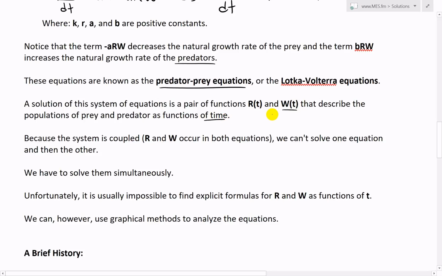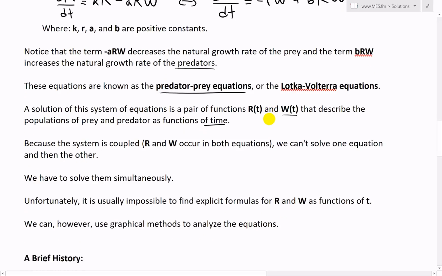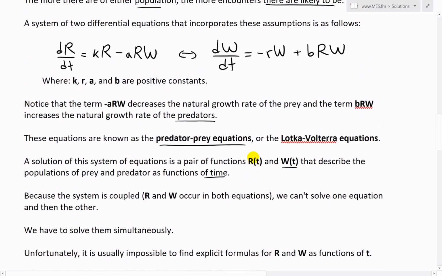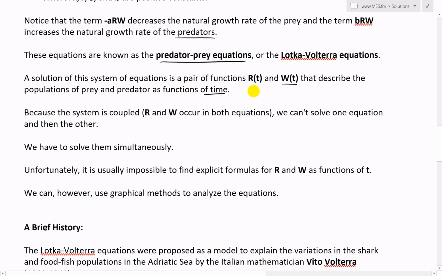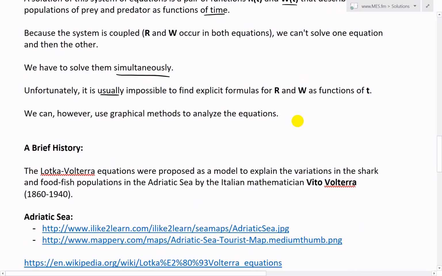And because the system is coupled, meaning that R and W occur in both equations, we can't solve one equation and then the other. If you solve one, it affects the other, so you can't do that. You have to solve them both simultaneously. And unfortunately, it's usually impossible to find explicit formulas for R and W as functions of time. But we can, however, use graphical methods to analyze the equations. I'll go over examples in later videos, so stay tuned for that.